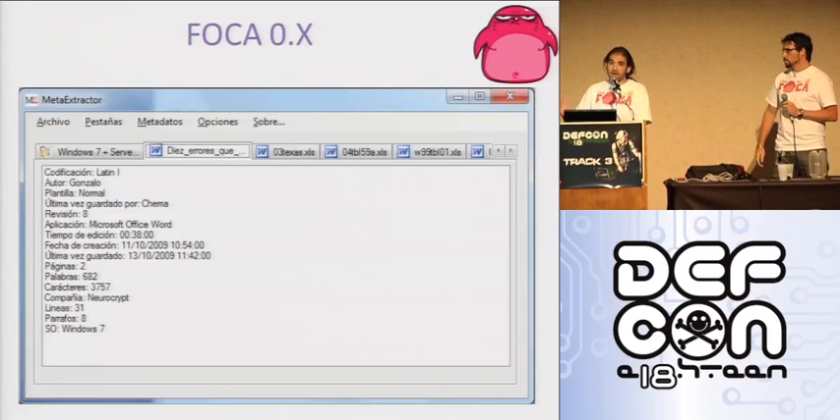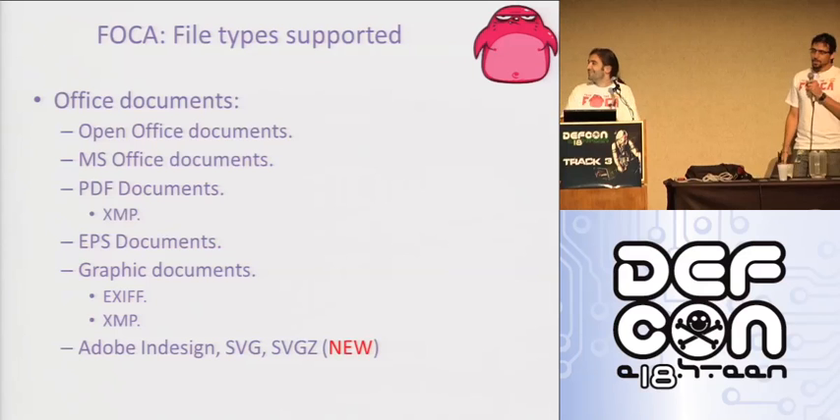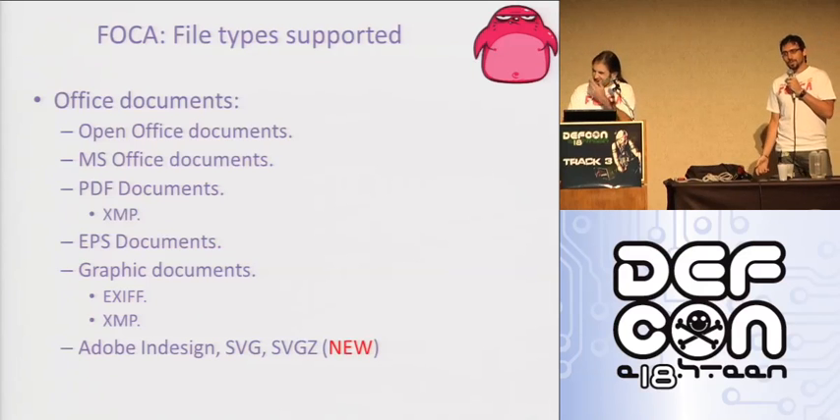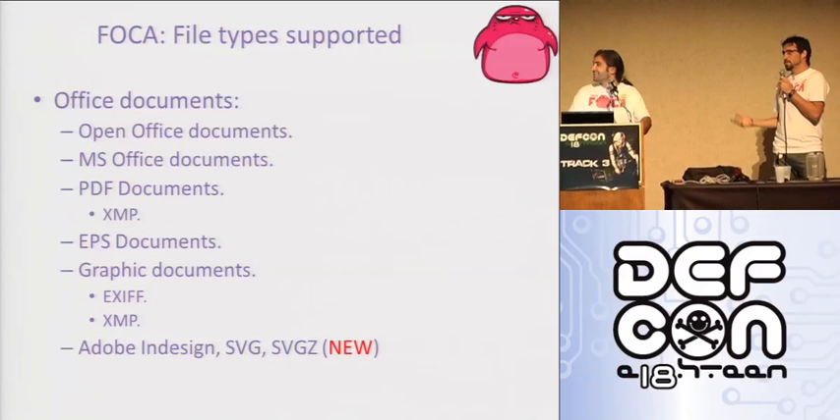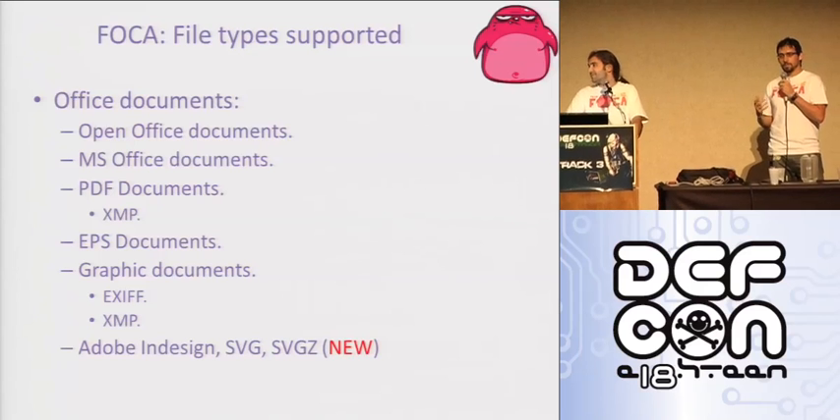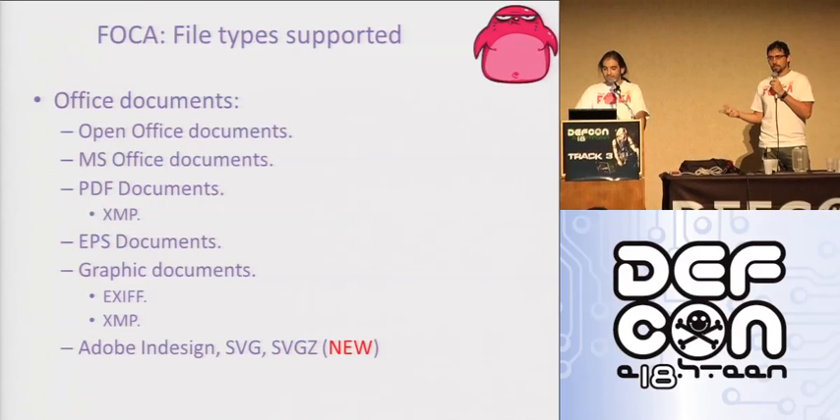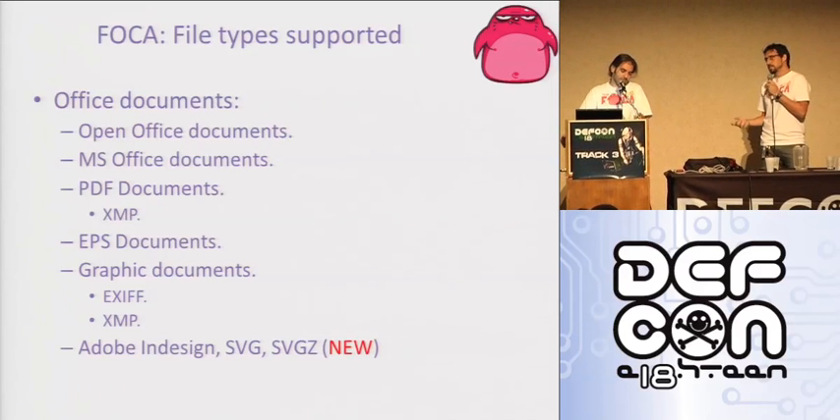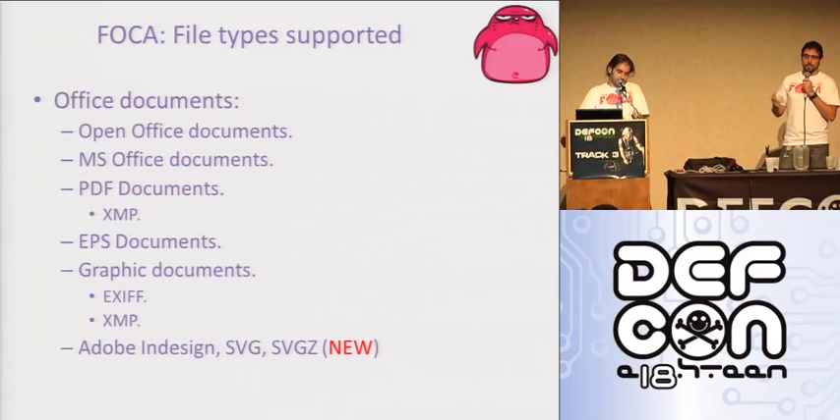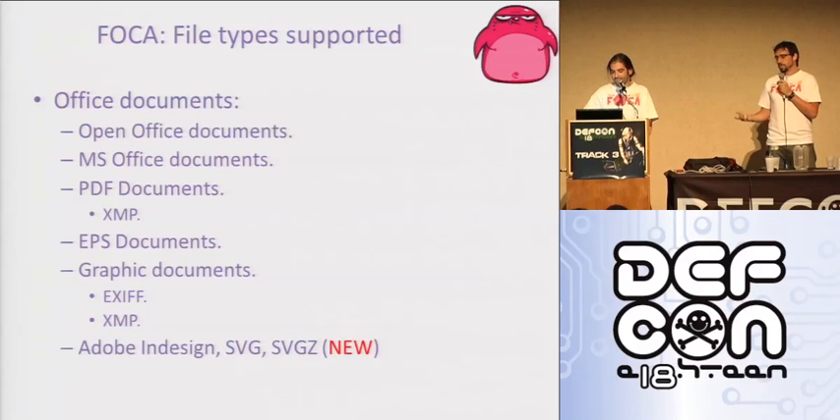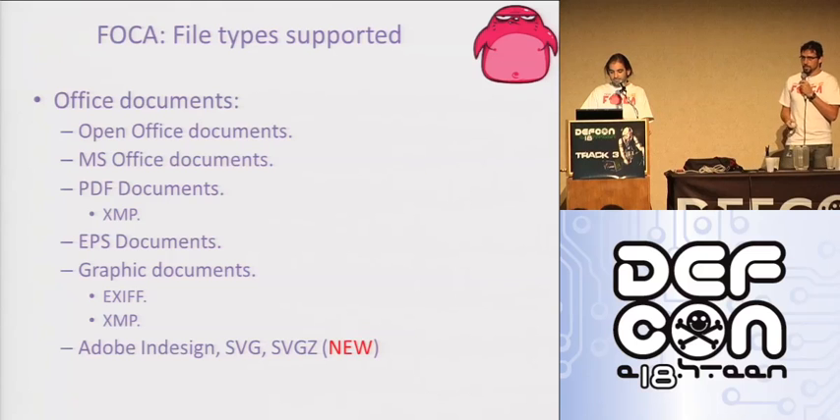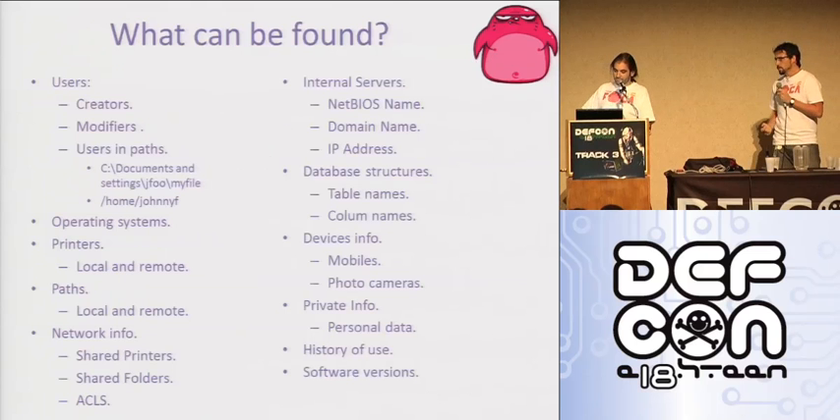And as you can see, it's in Spanish because in Spanish it's better. So what FOCA does is basically analyze a whole bunch of different file types. It's going to look inside every possible kind of office document, like DOC, PDFs, PPTs, Excel. It's going to look inside EPS, images, and so on. We've done more stuff in the second version, but overall it just analyzes all these kinds of documents that have information inside. So what kind of information?